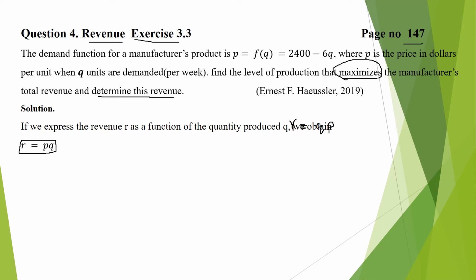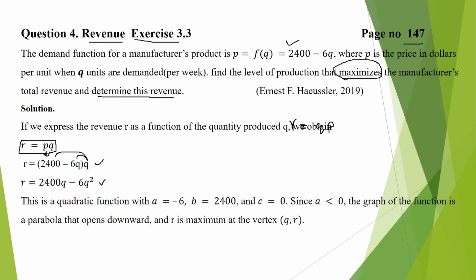Here the value of p is already given in the above question. So in this step I put the value of p, which is 2400 - 6q, and multiply by q. Now this q will be multiplied with 2400, and this q will be multiplied with 6q. So we have R = 2400q - 6q².